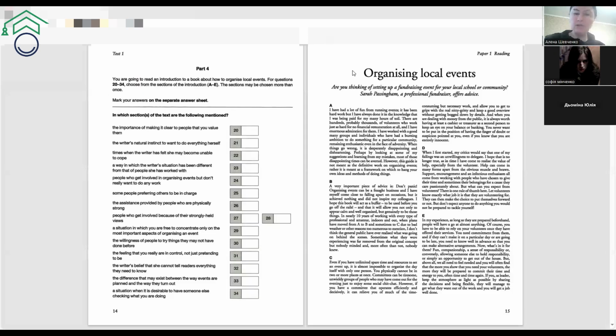Good, thank you very much. So let's look at number 20. The importance of making it clear to people that you value them.